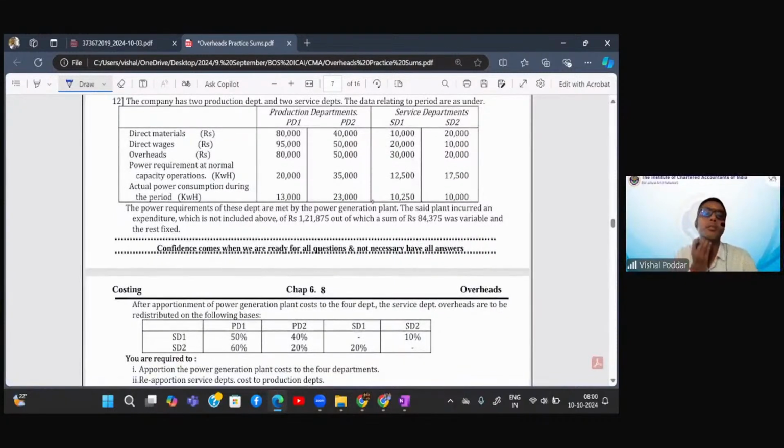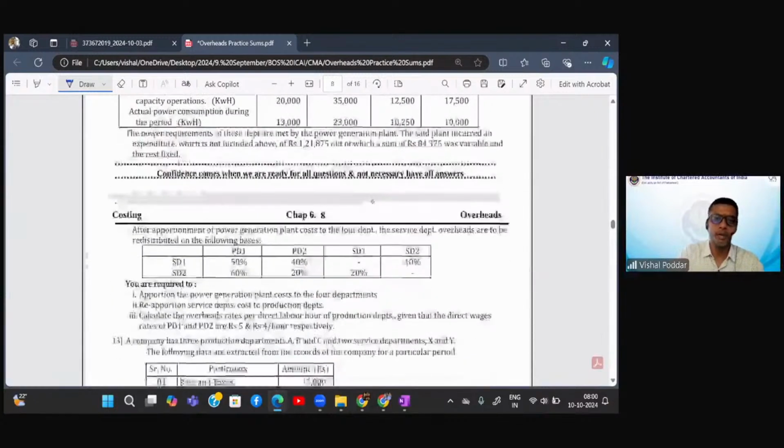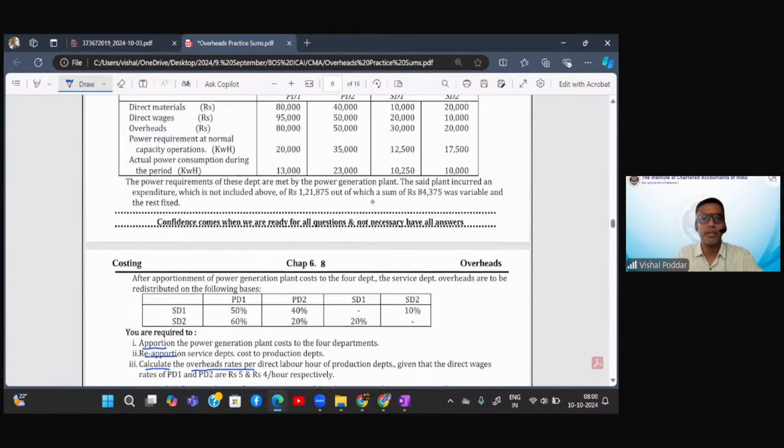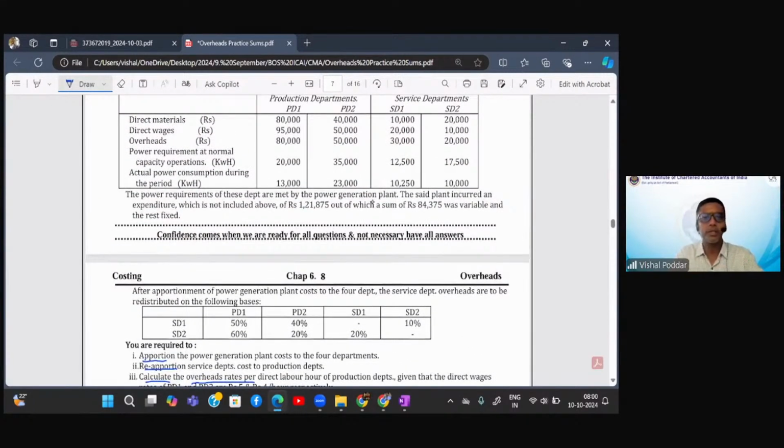Again, I have selected this question 12 because we have to do all three, plus there is something again special in this sum that you will realize. So what does doing all three mean? First you have to apportion it, then you have to reapportion service department. So this is primary, this is secondary, and then you have to calculate the ORR, that is overhead charging rate, for which they have given you the basis to be taken. Correct? So with this example, let us understand all the 3 stages.